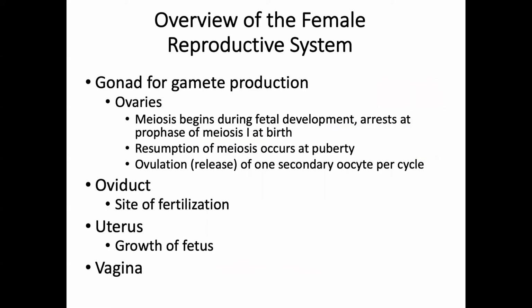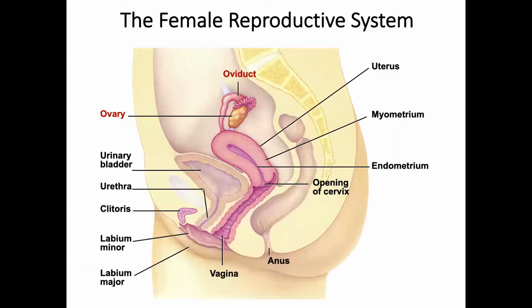Now let's take a look at the female reproductive system. The female gonad is the ovary, where oogenesis occurs. And the oviduct, uterus, and the vagina are also components of female reproductive structures. Let's take a look at these structures in the next slide.